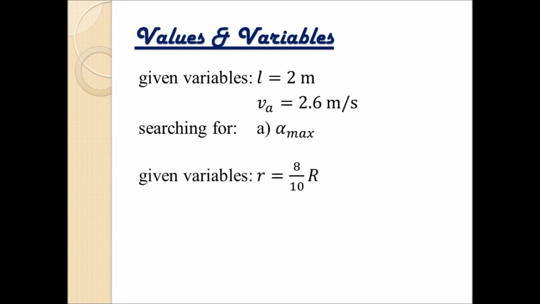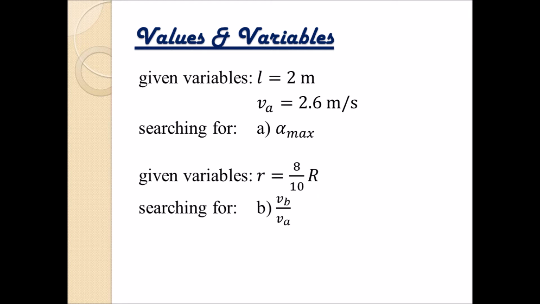In the second part, we have introduced hollow cylinders. So we know there is an inner radius, which comes from the outer radius R, and it's 80%. So it's 8 divided by 10 times R, the outer radius. And in this case, we are searching for the velocity, let's call it VB, in relation to the given velocity VA.